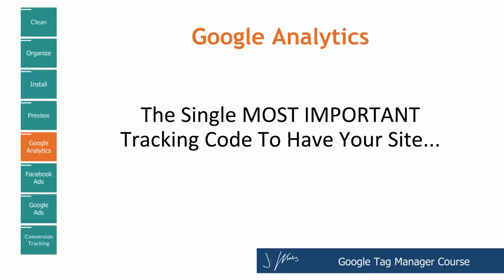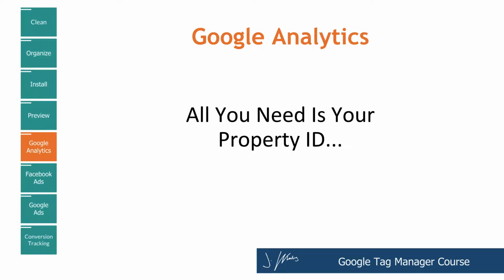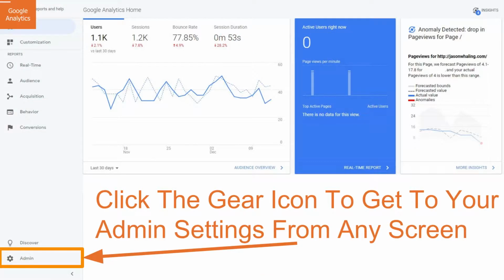Now, the very first tag I recommend setting up using Google Tag Manager is Google Analytics. I believe it's the single most important tracking code to have on your site. And all you need is your property ID. We're not going to have to copy and paste any code here because Google talks to other Google products. So we'll go to our Google Analytics account. I'm going to assume you already have it set up. If you don't, it's relatively easy. Just search Google Analytics, and within 3 minutes, you'll be up and running, ready to go.